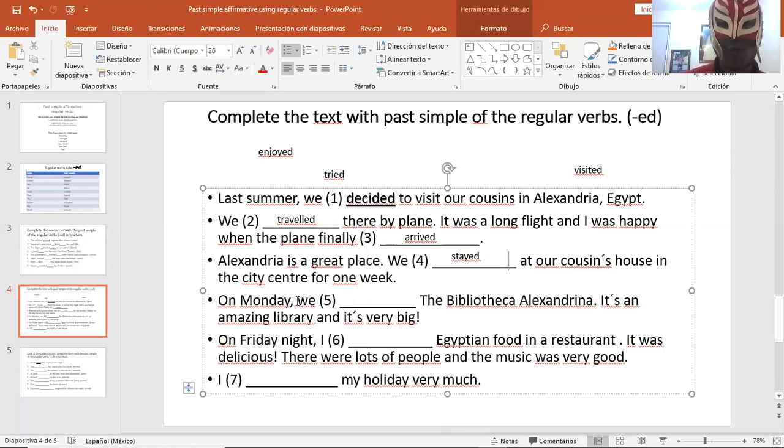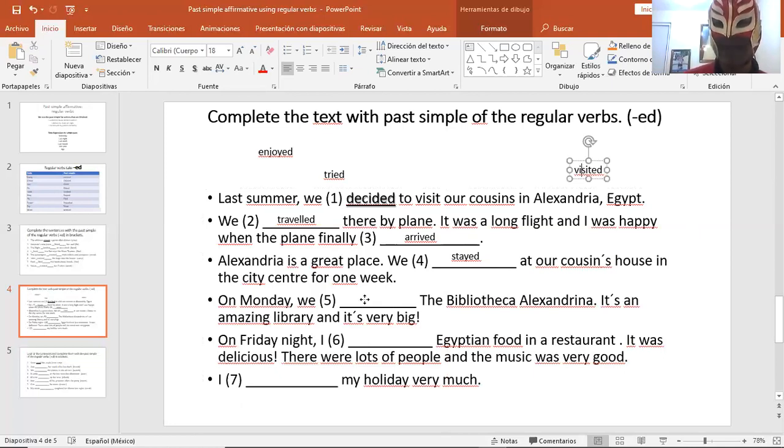On Monday, we visited the Biblioteca Alexandrina. Exactly, right here. We visited the Biblioteca Alexandrina. It's an amazing library and it's very big. Es una impresionante biblioteca y es muy grande.